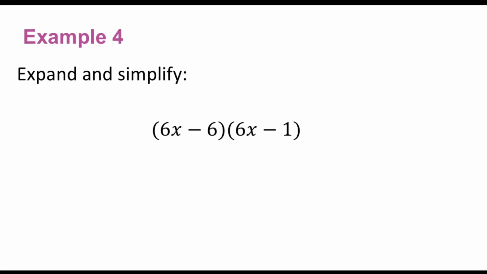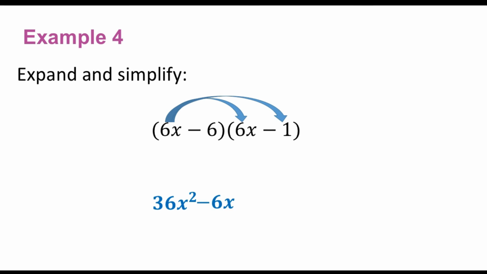Let's have a look at our final example, expand and simplify. Again, I'm going to be using the first term in my first bracket to multiply each term in my second bracket. So that's 6x times 6x, that's 36x squared. And then that's 6x times a negative 1, that's negative 6x.